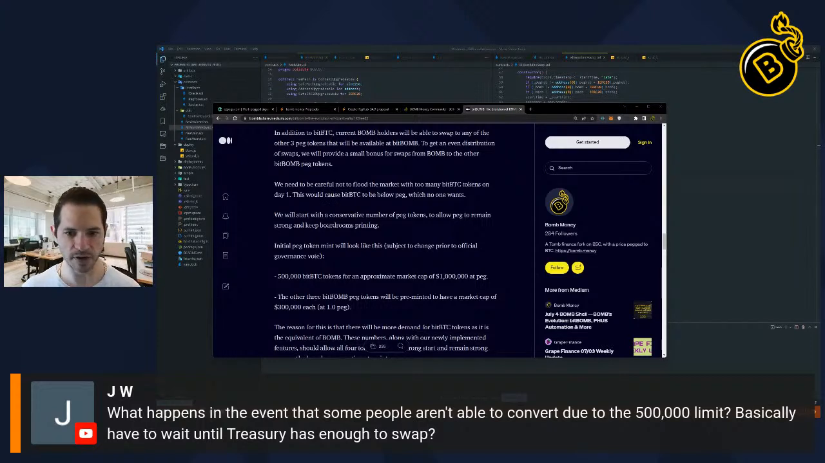So we want to make sure that nobody feels left out if they really want BTC, and maybe they're sleeping when it happens, or maybe for whatever reason it gets sold out fairly quick. Make sure that everybody can get the tokens that they want.